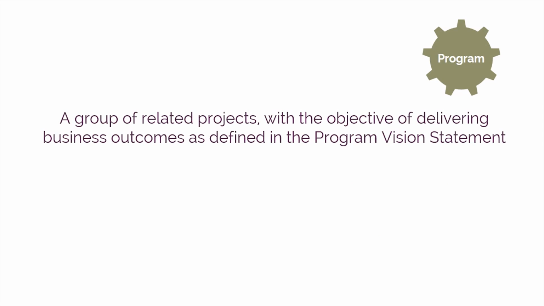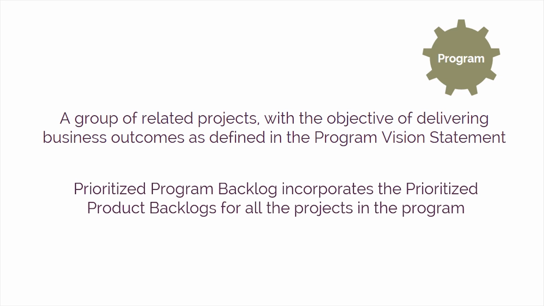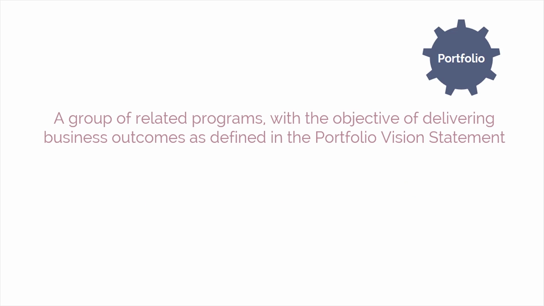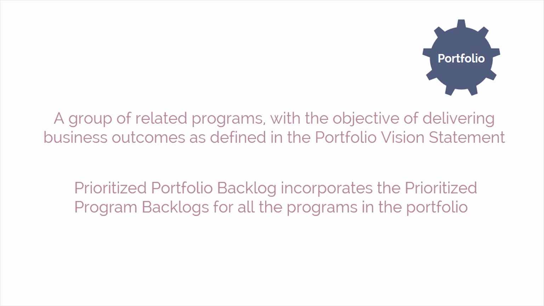Next, we have programs. A program is a group of related projects with the objective of delivering business outcomes as defined in the program vision statement. Here we find the prioritized program backlog, which incorporates the prioritized product backlogs for all the projects in the program. And finally, we have the portfolio, which is a group of related programs with the objective of delivering business outcomes as defined in the portfolio vision statement. The prioritized portfolio backlog incorporates the prioritized program backlogs for all the programs in the portfolio.